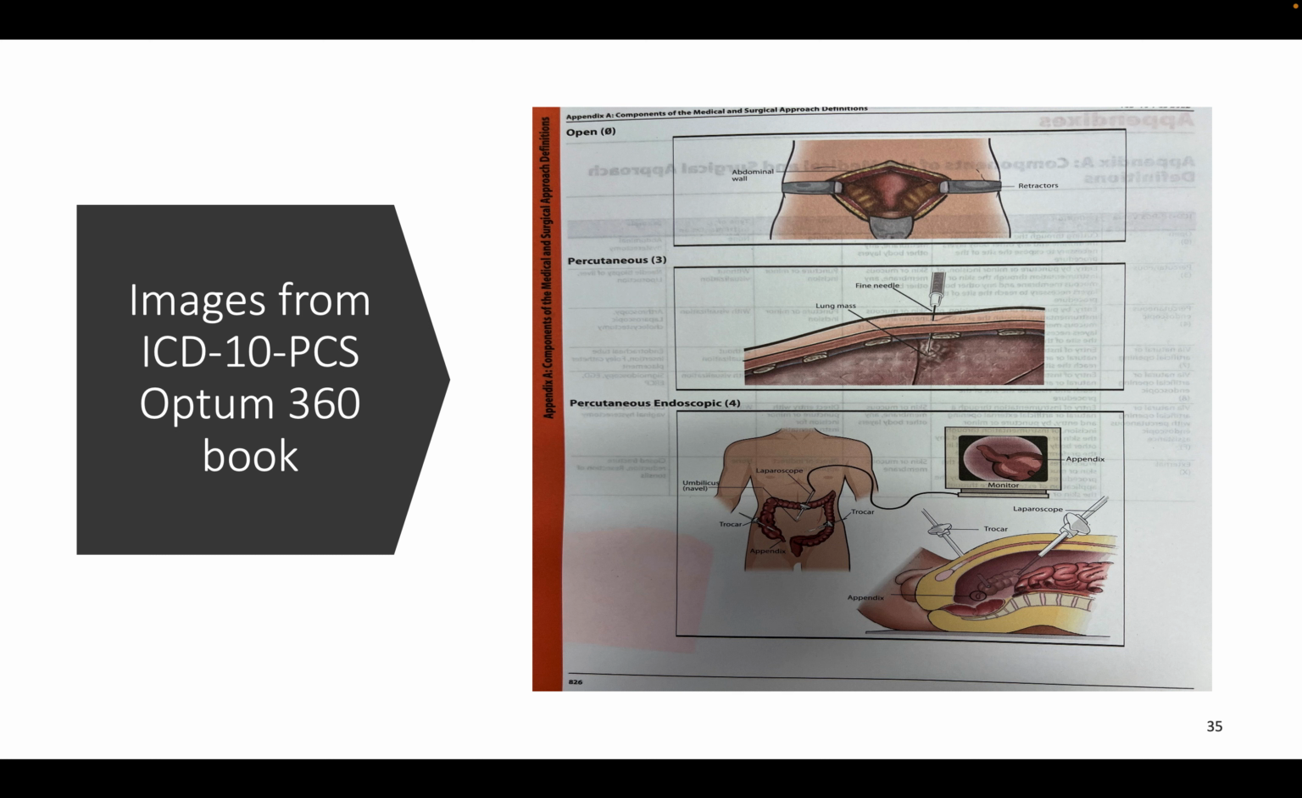So, images from the ICD-10-PCS Optum 360 book. This is the book I use, but there are a lot of great books out there. This shows number 1 is the open, where they've cut open and they're going in. The second one is the percutaneous. The third one is the percutaneous, and you can see they're going in and it's connected to a television screen so you can see. They can see the inside of the body without cutting you wide open.